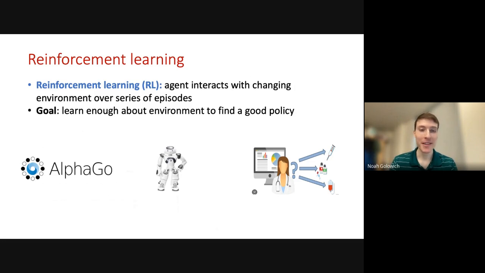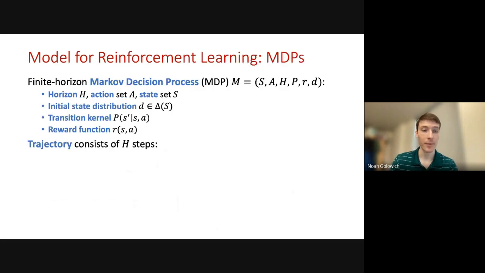So probably most of you know this, but reinforcement learning describes the problem of a learning agent interacting with a changing environment over a series of episodes. The goal in reinforcement learning is for the agent to explore its environment and thereby learn enough about it so as to find a good policy, namely one which maximizes some measure of reward. So RL has numerous applications ranging from game playing to robotics and healthcare. It's also been used, similar ideas from RL have been used in training large language models, and there's many exciting applications of RL. And typically, the reinforcement learning problem is formalized through the model of Markov decision processes.